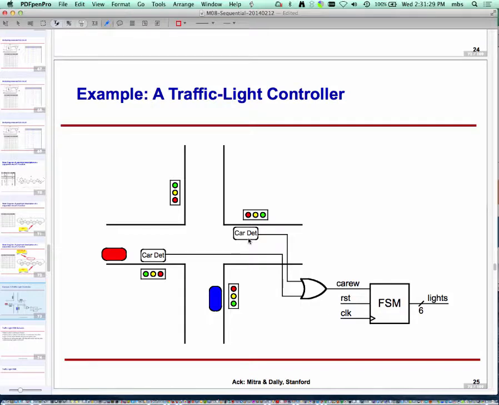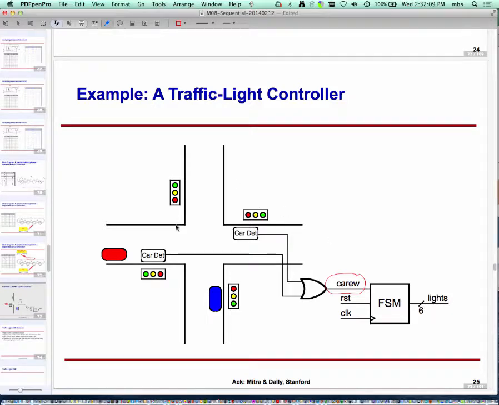These car detectors feed into an OR gate that's given to you, and then I get a signal called car east-west. You can think of the two sensors coming together and giving me this signal, which says that there is a car on the east-west route. There is no such sensor on the north-south one. Then I have a clock signal. The whole system is clock synchronous. There is a reset signal, and then I have to control the lights.